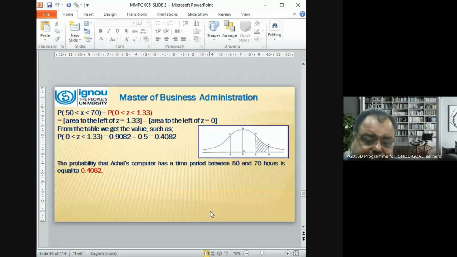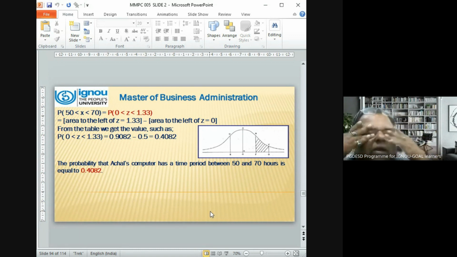Now see. Your question was probability 50 less than x less than 70. It has been transformed to probability in terms of z. Z score has been calculated. So 0 less than z less than 1.33. That means area on the left of 1.33 minus area on the left of 0. यही होगा. ग्राफ फ्री एंड बना, इसकी वैल्यू आपको पेपर में गिवन होगी.